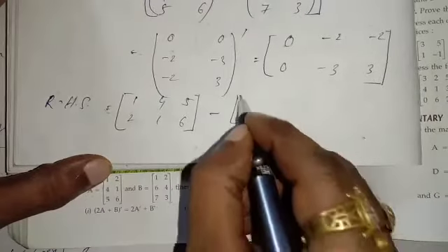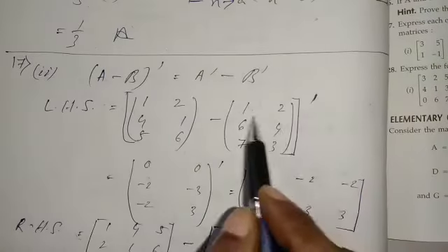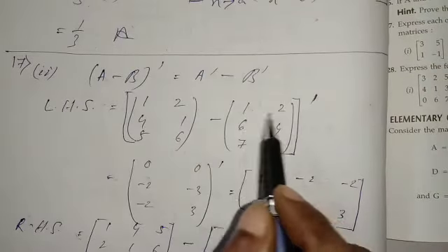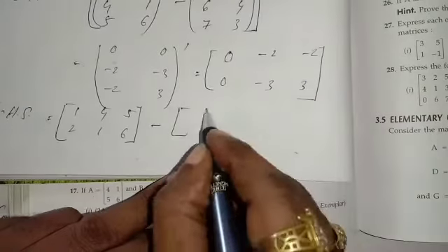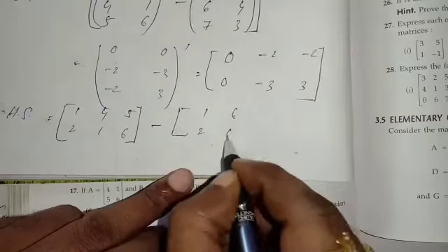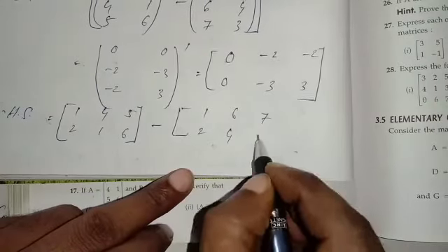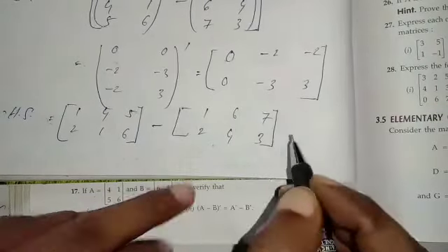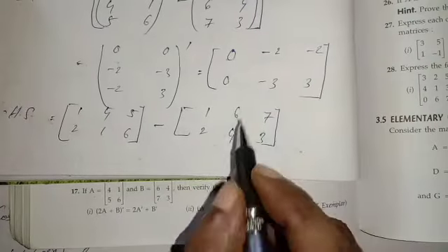Minus B transpose is how much? B, what is B given? You have to take first row wise 1, 2, 6, 4, 7, 3. It will be converted to 1, 2, 6, 4, 7, 3. First row converted to first column, second row converted to second column, third row converted to third column.